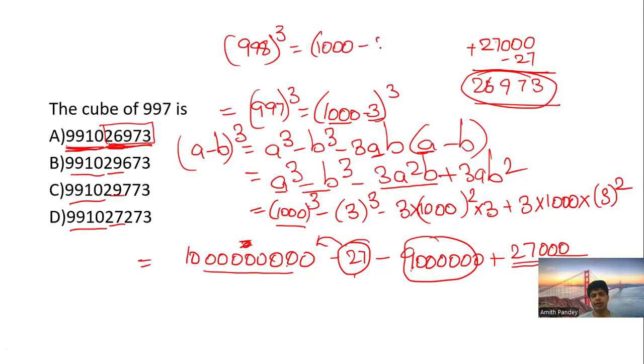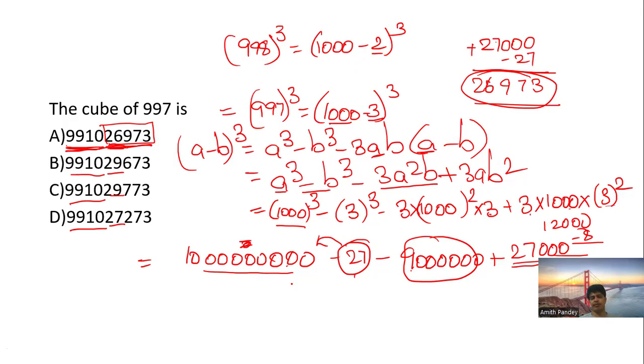1,000 minus 2. So obviously, it will be 3 into 1,000 into 2 square. 2 square is 4, 4 threes are 12, so 12,000 minus, and here 2 cube is 8. So it will be 11,992. So in this way, you can figure out the answer.